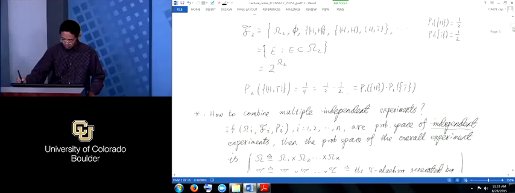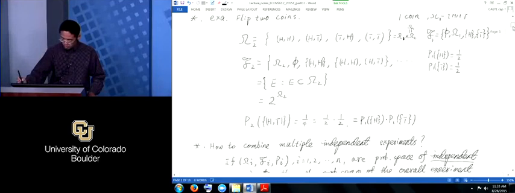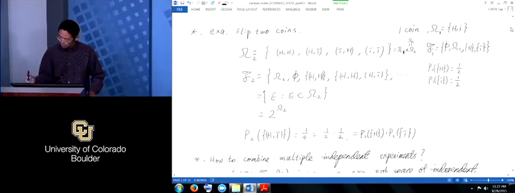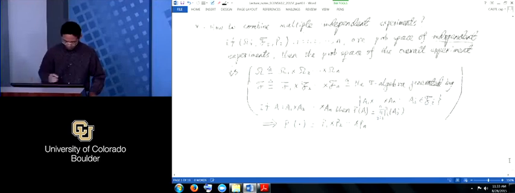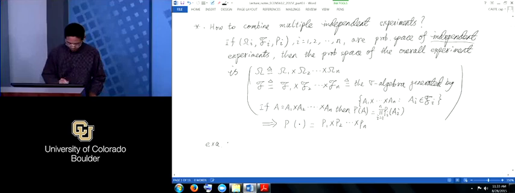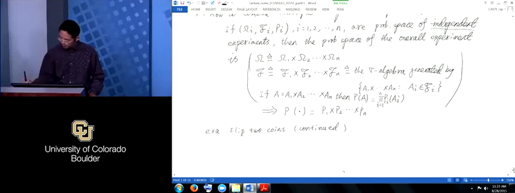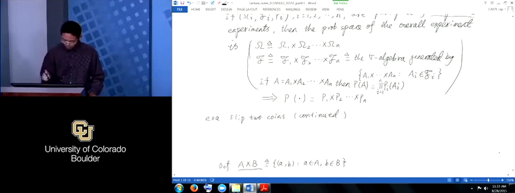Let's use this example to see. Okay, so for this example, flip two coins. Two coins. Continue. Oh, I should put it down over there.